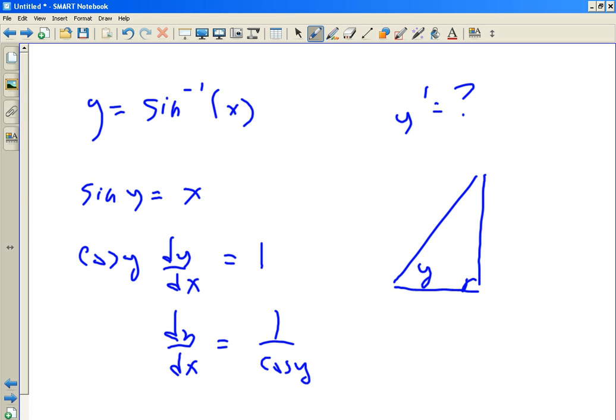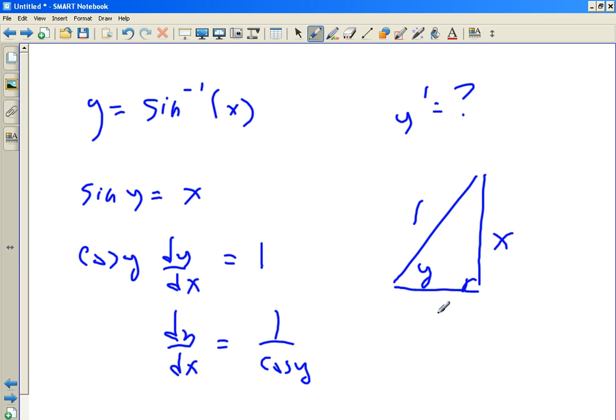Now remember, SOHCAHTOA says what about sine? Opposite over hypotenuse. Doesn't that angle have a sine of x over 1, which is x? But I want the cosine. How do you get cosine of the angle? Adjacent over hypotenuse. So I need the adjacent. How do you get this guy?